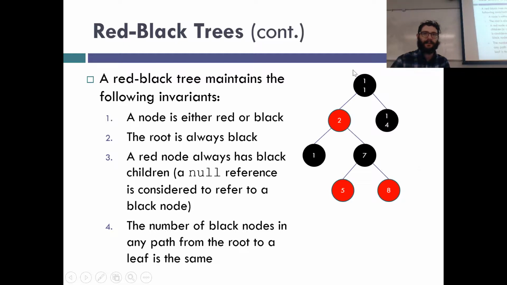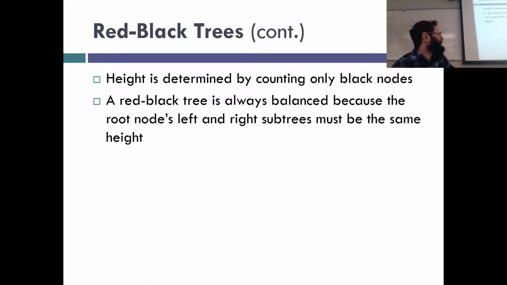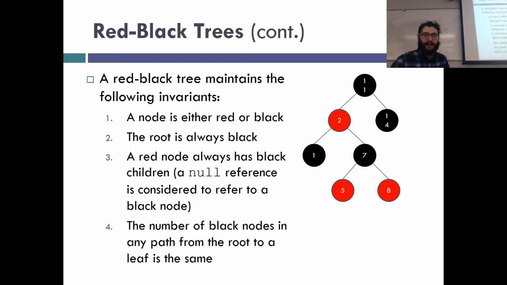Yes. Sorry, I thought that was a question. Yeah, counting. Yes. So height. Essentially you determine height only by counting the black nodes, and it's always balanced because the right and left subtrees have to be the same height. The left and right subtrees over here have the same quote unquote height, even though they're black nodes. And we know that the maximum length here is 2. This path is 2. This is 4, but we know that's never going to be more than twice what the shortest path is. So it's never going to be worse.